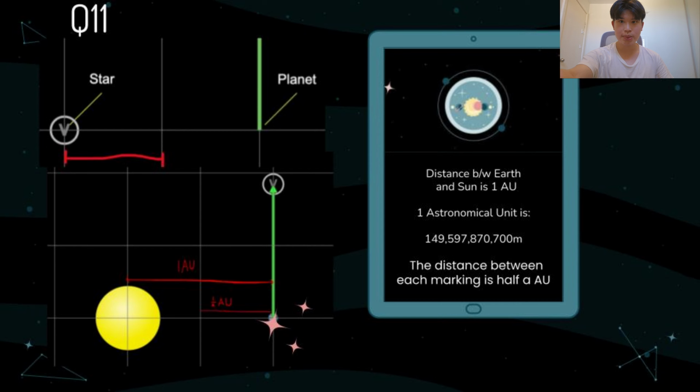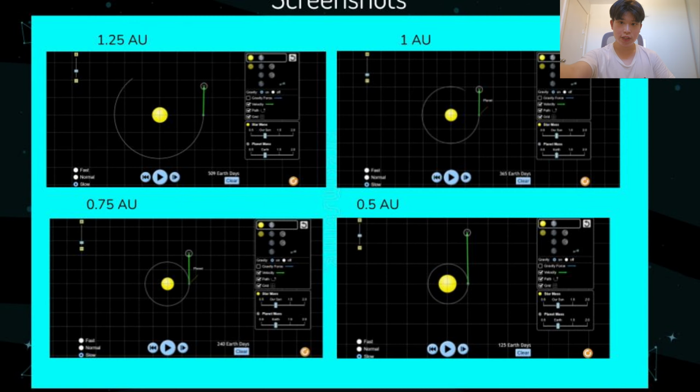The actual distance between the Earth and the Sun in astronomy is 1 astronomical unit, which is about 150 million kilometers. The distance in the simulation accounts for 2 grids, so the distance between each marking is approximately 0.5 AU. Understanding this is important because we'll use the scale for the next part of the experiment. So for instance, we wanted to measure the relationship between orbital distance and orbital period. I chose to change the distance in intervals of 0.25. This is shown in the screenshots on this slide.